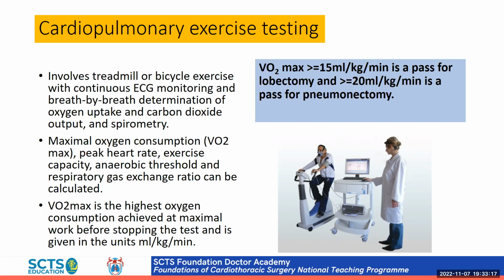But for us, from a respiratory perspective, from a thoracic perspective, if everything else is okay and the VO2 max is equal to or more than 15 mils, as we said, this is usually a pass for lobectomy. And if it is 20 mils, then we are usually happy to offer them a pneumonectomy. So this is a more accurate exercise and a very good predictor.